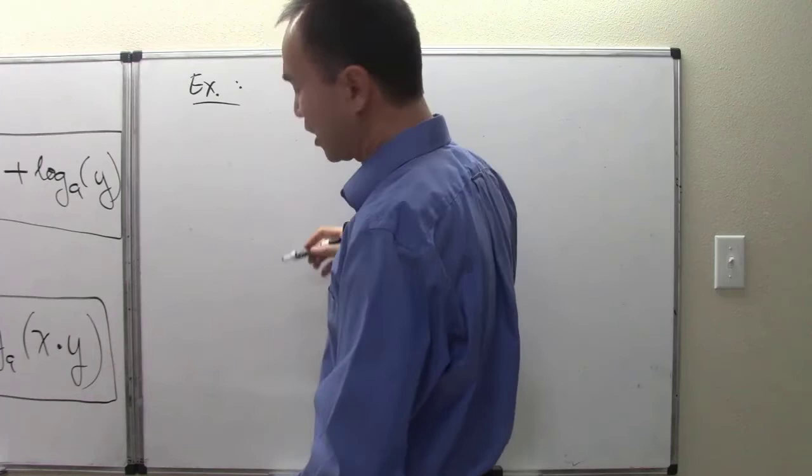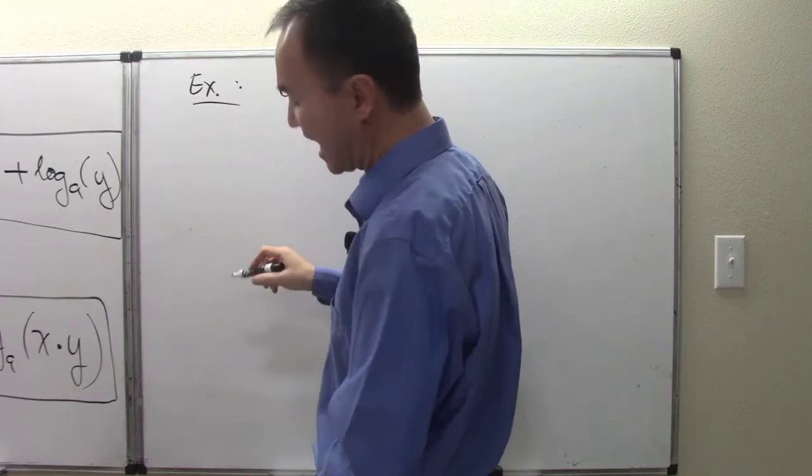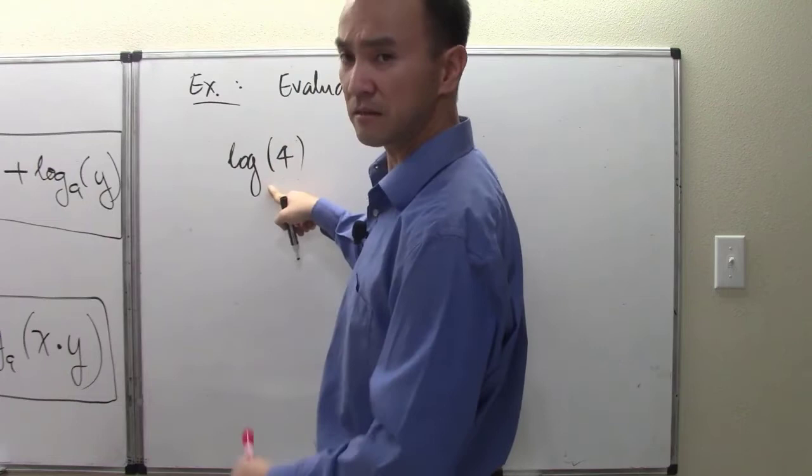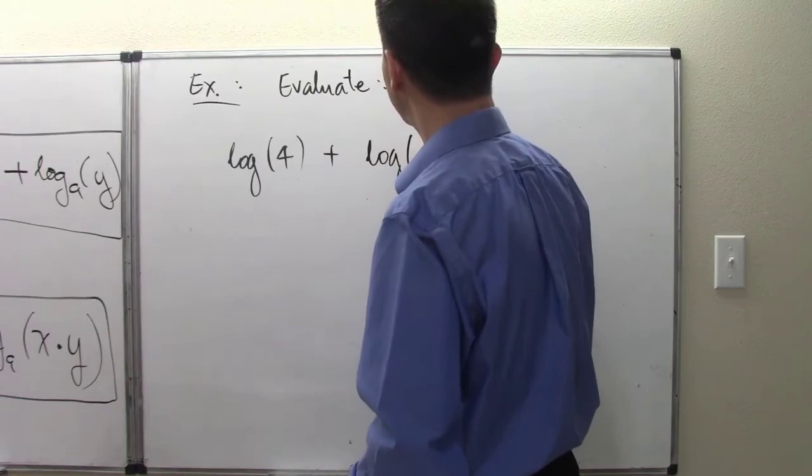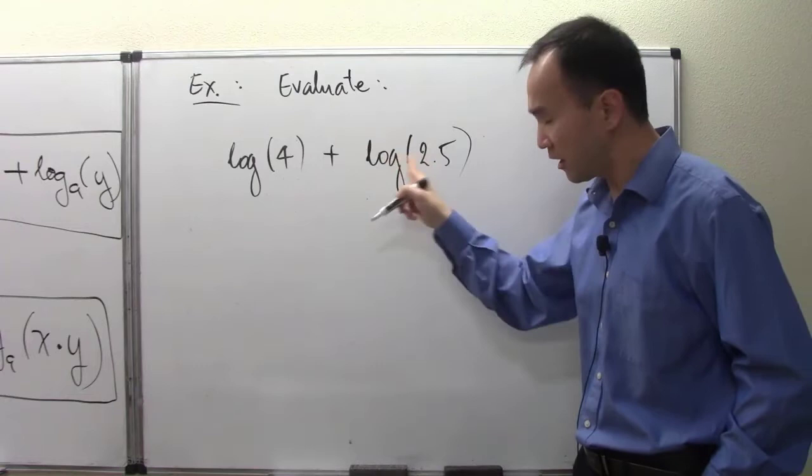So we can evaluate the following. Let's evaluate log, no base indicated, so log base 10, of 4 plus log base 10 of 2.5. Log base 10 of 4 plus log base 10 of 2.5.